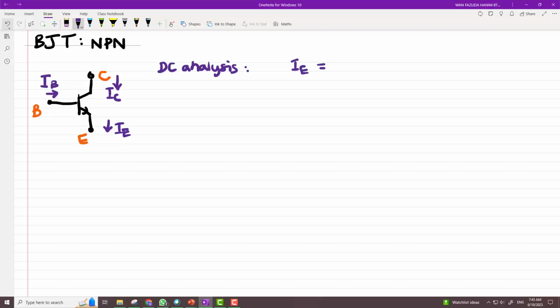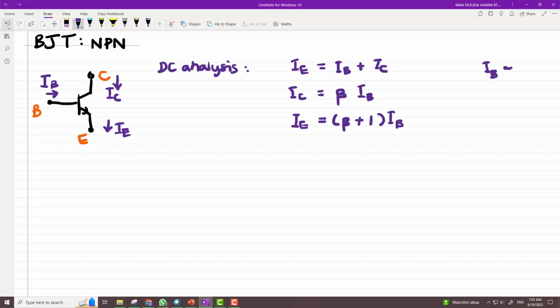So IE is equal to IB plus IC, and we can relate IC, the collector current, to the base current IB by the common emitter amplification factor, beta. Beta is usually large, maybe bigger than 50 up to 200, say, and you can relate the emitter current to the base current using these two equations to become IE equals beta plus 1 times IB.